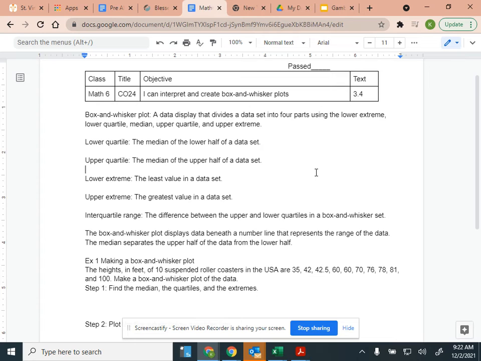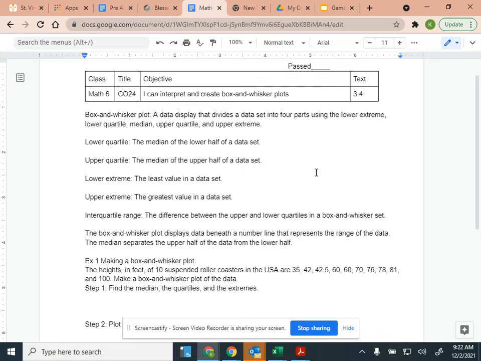Good morning. Today we are doing course objective 24. I can interpret and create box and whisker plots. So we're continuing our work on data. We did the mean, median, and mode with the range. We did line and bar graphs.